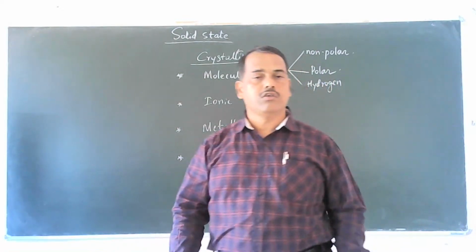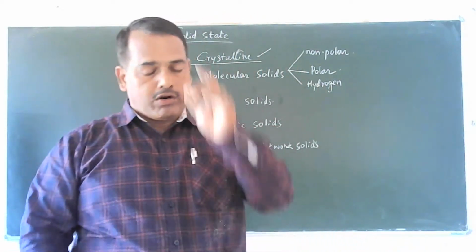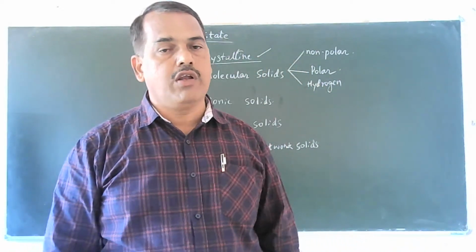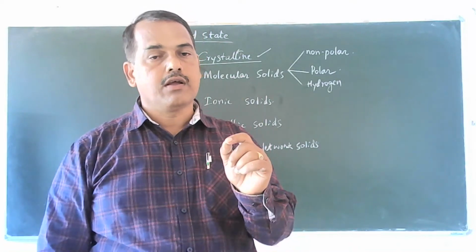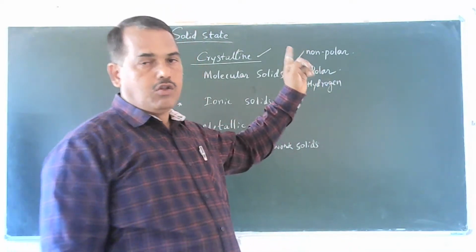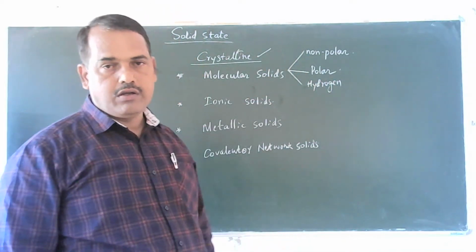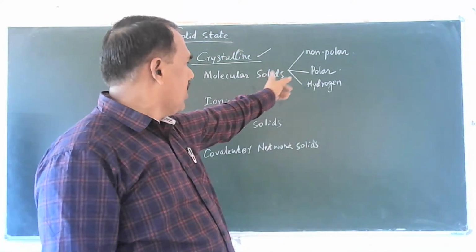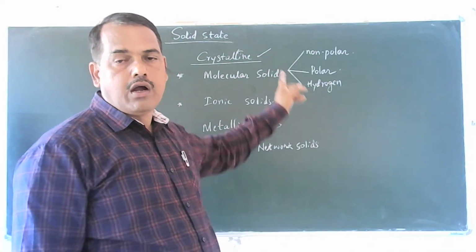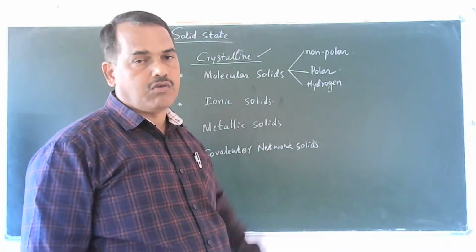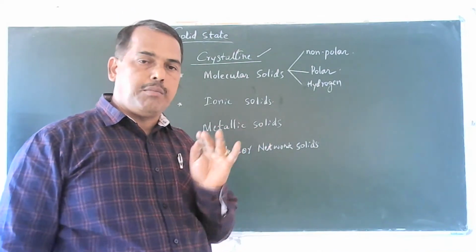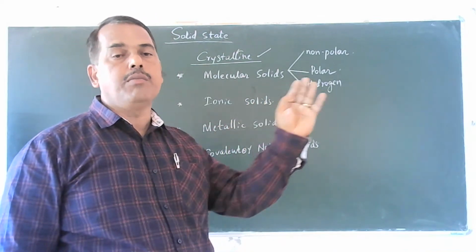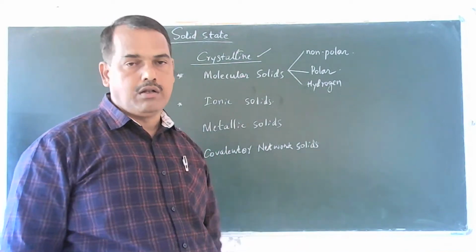Hydrogen bonded molecular solid. Are you clear? What are the three important types of molecular solid? Those are non-polar molecular solid, polar molecular solid, and hydrogen bonded molecular solid. You can easily remember this by confirming the example.